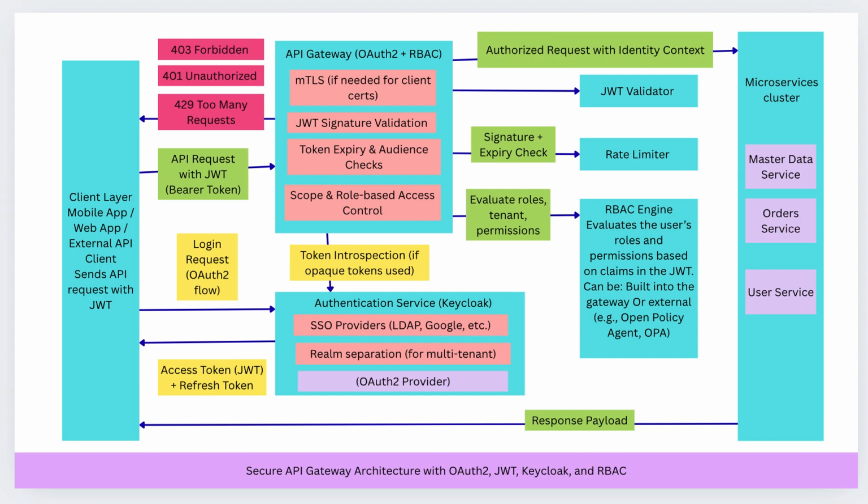The data state here is that the request now carries trusted user context. Microservices can use this for authorization or auditing if needed. The impact here is that it keeps microservices simple and focused, and it centralizes all identity related logic in one place.